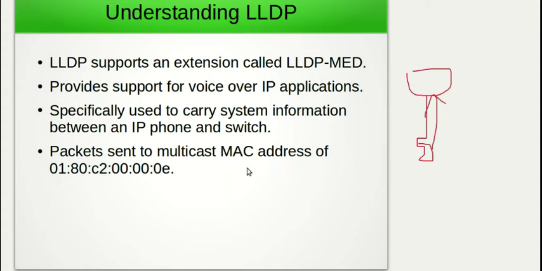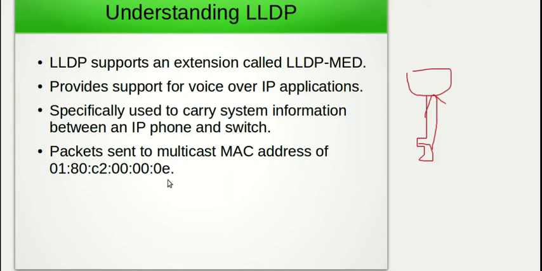Now, LLDP sends packets to the multicast MAC address of 0180C200000E. The reason why LLDP uses multicast addresses is because it means that it can generate fewer packets and send packets to multiple devices. So instead of having to send a unicast packet to each and every device, which means that the switch or the device would have to spend time creating the packet for each neighboring device, it can create one packet and send that packet to many devices.